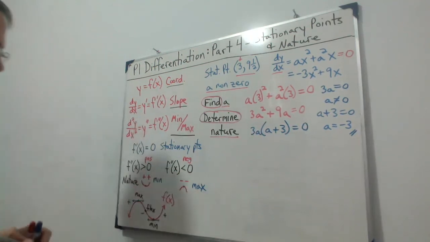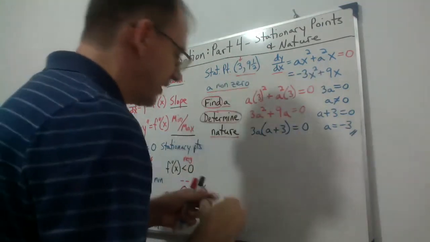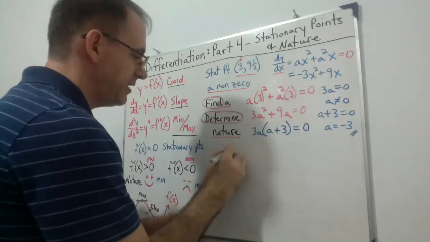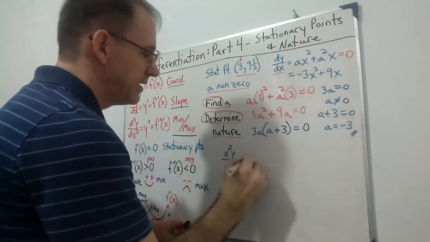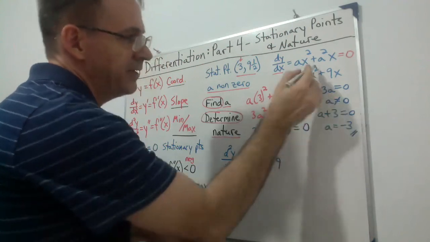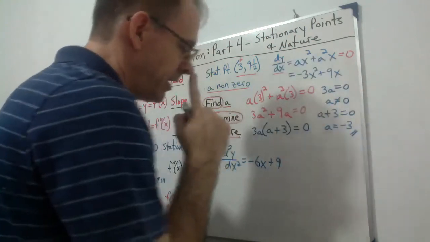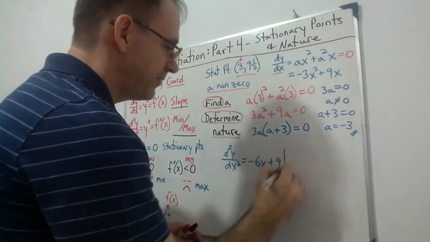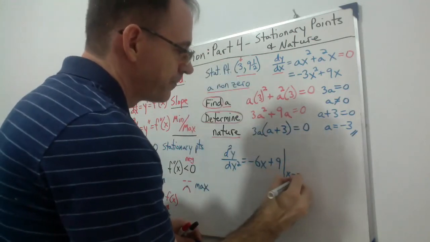Identifying it as either minimum or maximum. So we need to find the second derivative. If we keep our notation to match theirs, d2y over dx squared equals negative 6x plus 9. So multiply to the front, subtract 1, multiply to the front, subtract 1, you get negative 6x plus 9. And we want to evaluate this for when x equals 3.